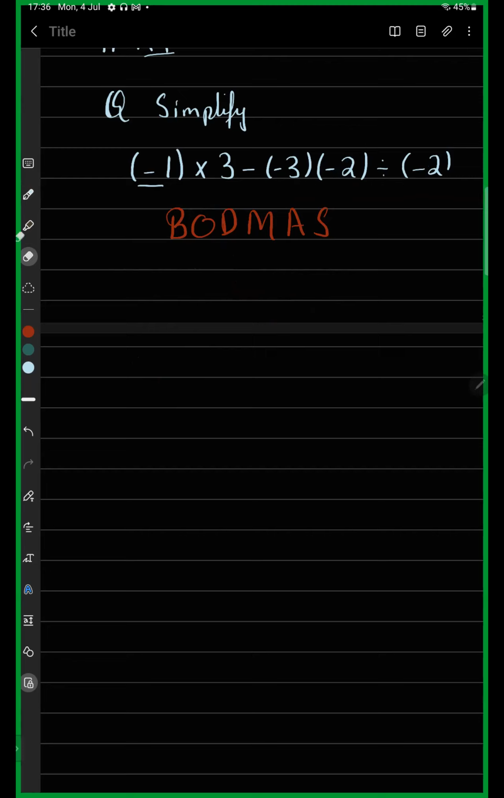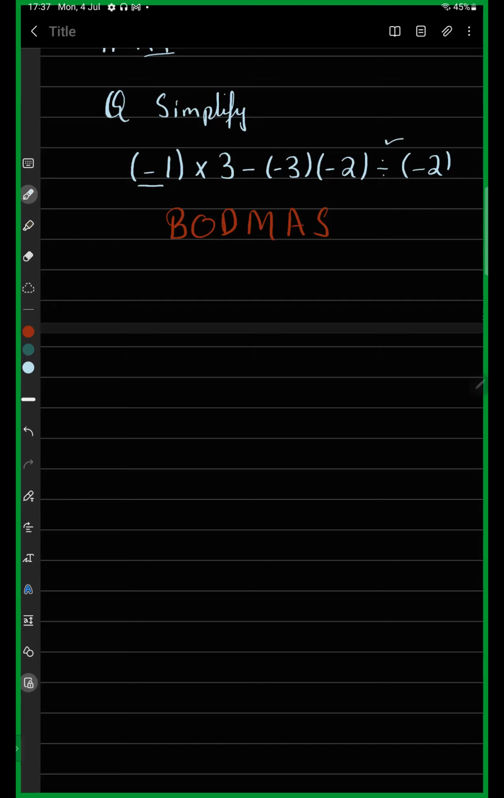This was the question. First of all, you look up for brackets. The brackets are already sorted. There's no point in simplifying the brackets when they are already simplified. Then order. Order means you would be having something in power. You can clearly see that no number has anything in their power, so there's no point in looking up for that. Then division. Yes, we do have division over here.